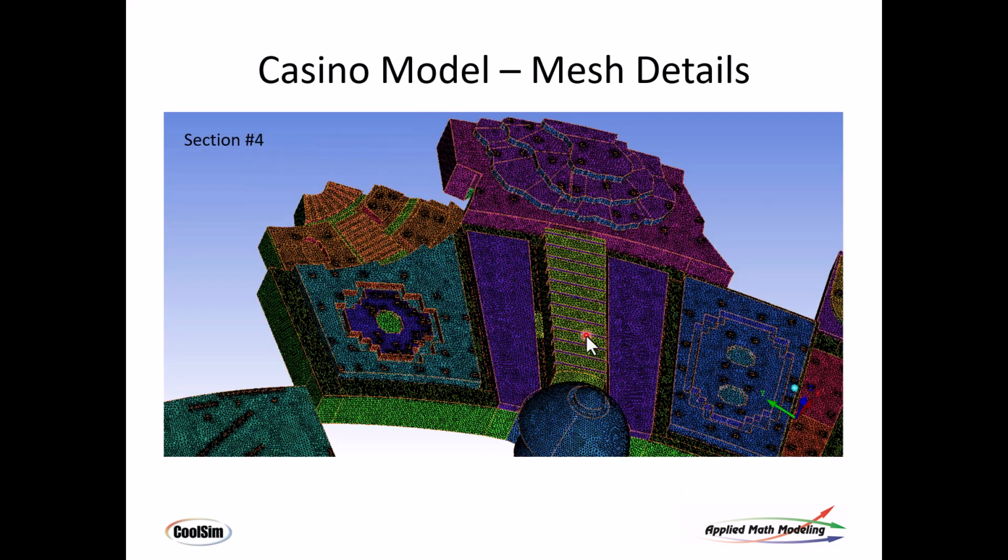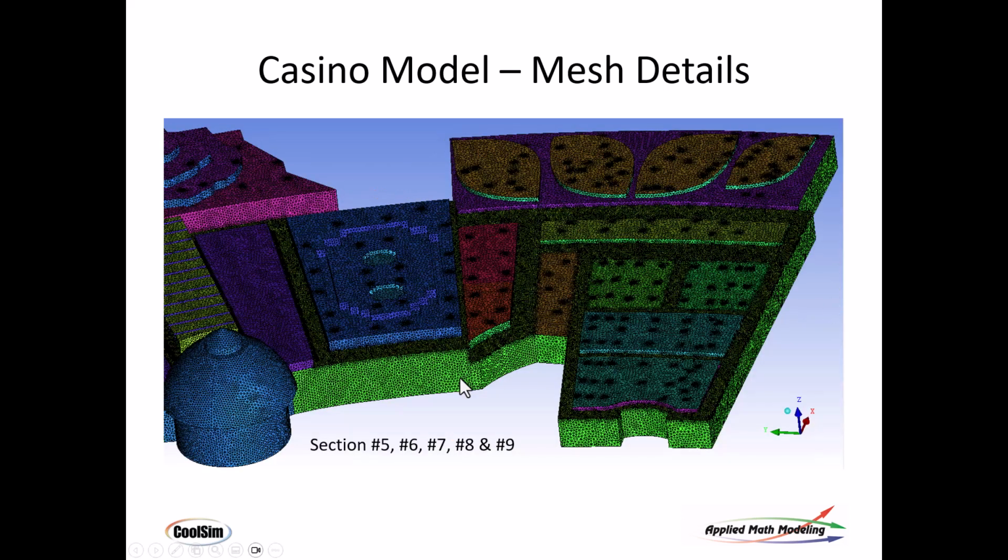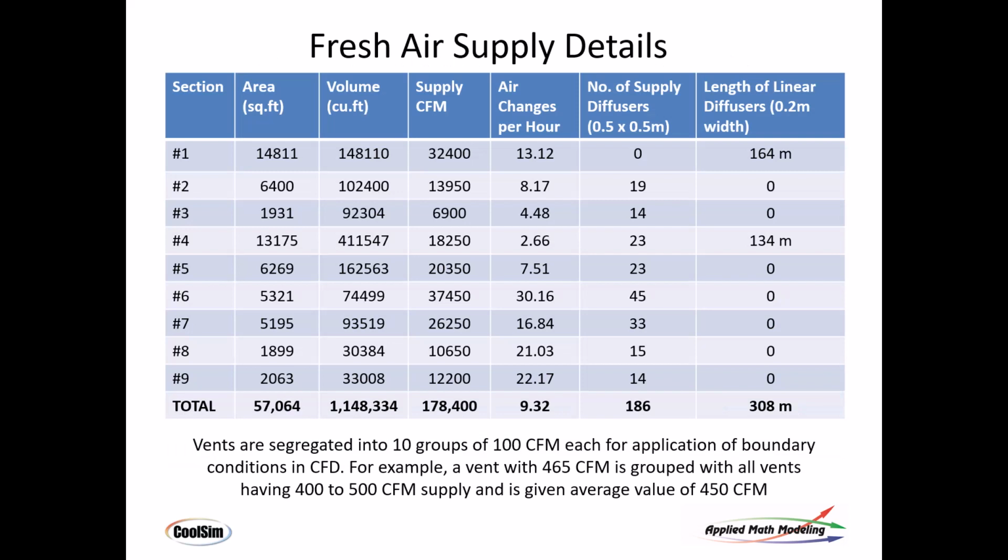Another shot of some of the detail of the mesh that we created for the different sections. Another one here of the other sections. We then added in all of the supplies, and according to the CAD drawings or the design drawings for the environment, they were again segmented into 10 groups, and each one of the sections got its own number of diffusers and quantity and appropriate flow rates with air change rates.